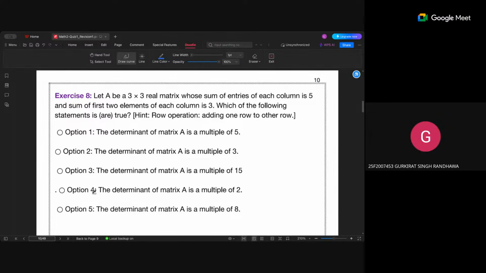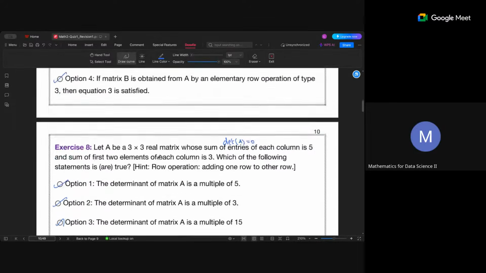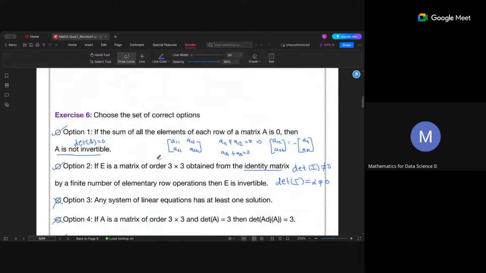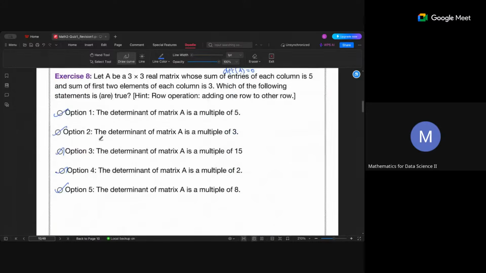1, 2, 3, 4. What should be the determinant in this case? 0. Right. Because you see, this condition makes the columns linearly dependent, and hence the determinant is 0 in this case. So if it is 0, it is a multiple of all these numbers. All the options. Just like we saw in this case, a condition like this makes the determinant 0, and hence all the options are correct.